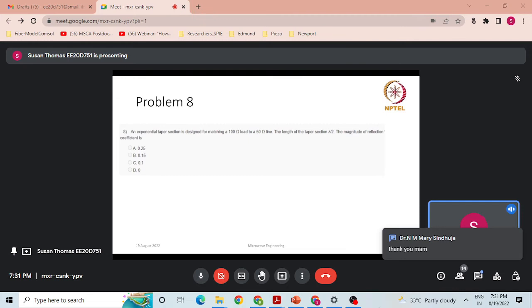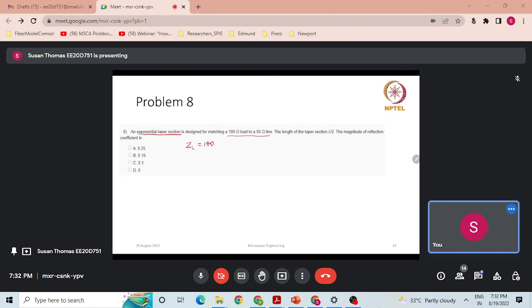Okay, now let us go to tapered sections. Tapered sections are used as matching networks. One example is an exponential taper section designed for matching a 100 ohm load to a 50 ohm line. So you have ZL is equal to 100 ohm, Z0 is equal to 50 ohm. The length of the taper section is L equal to lambda by 2. Find the magnitude of the reflection coefficient.